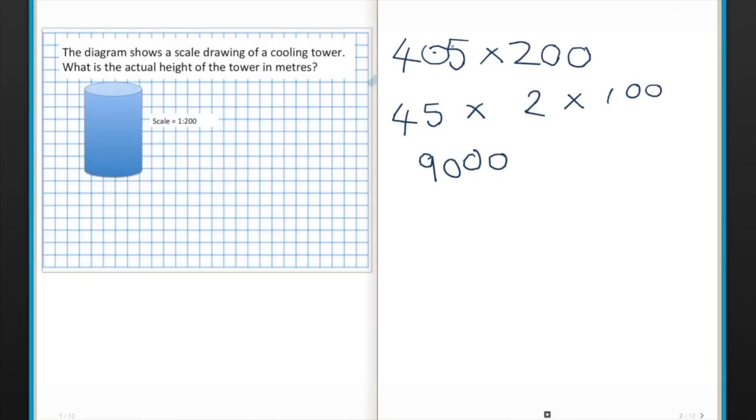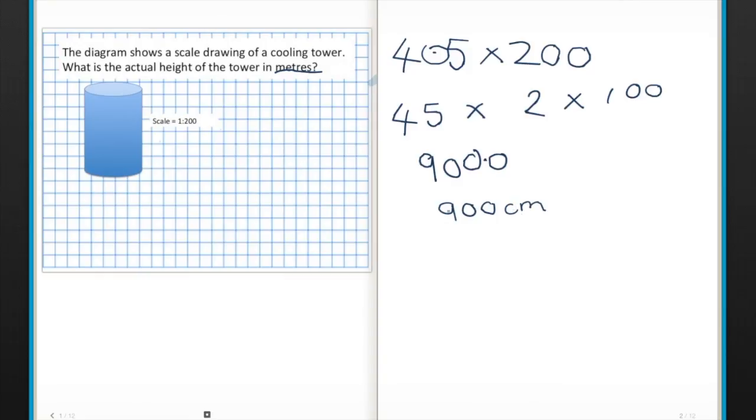In the question, there was 1 digit behind a decimal point, so in the answer there must be 1 digit behind the decimal point. So the answer is 900 centimetres. Now if we go back to the question, it's asked for us to give the answer in metres. So I'm in centimetres.